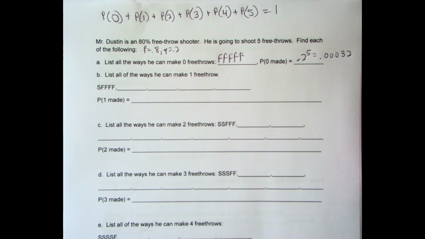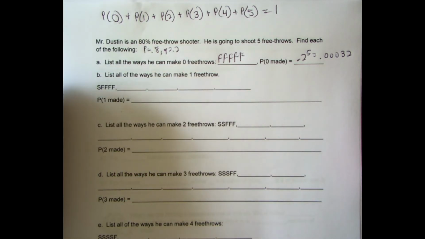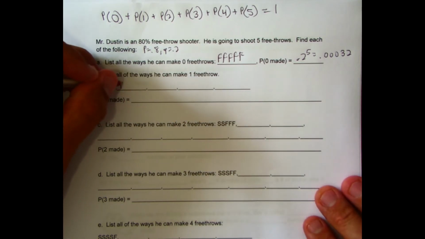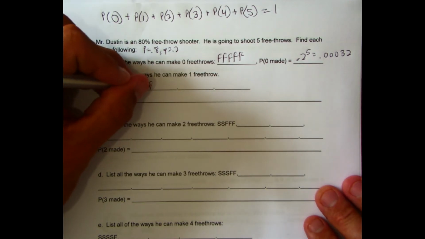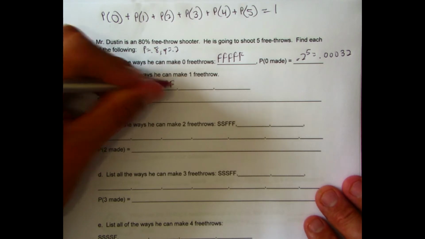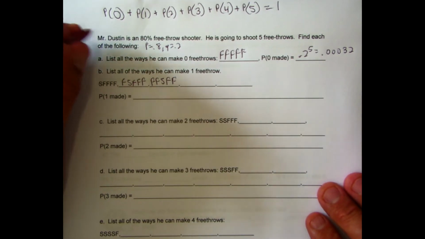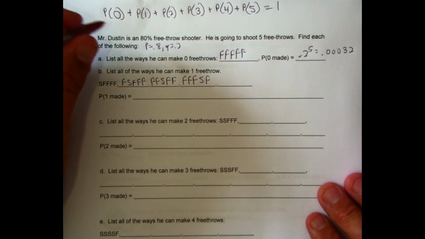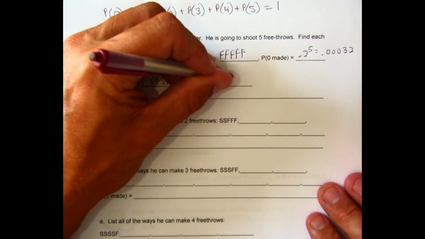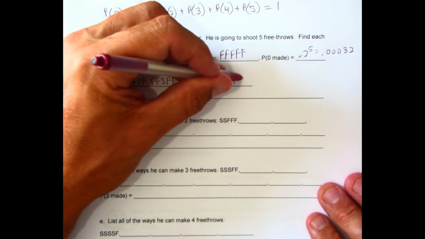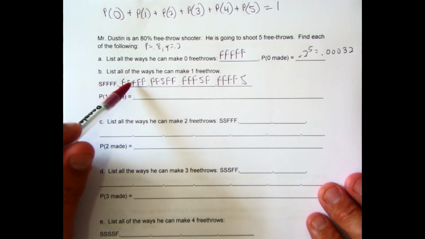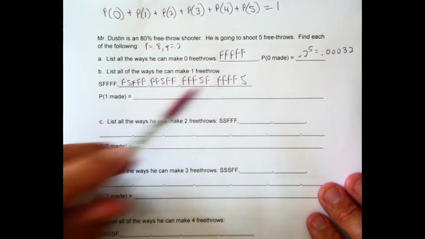Next he can make 1. How many different ways can he make 1? He can make the first and miss the next 4. He can miss the first, make the second, miss the next 3. He can miss the first 2, make the third, and miss the last 2. He could miss the first 3, make the 4th, and miss the 5th. Or he can miss the first 4 and make the last one.